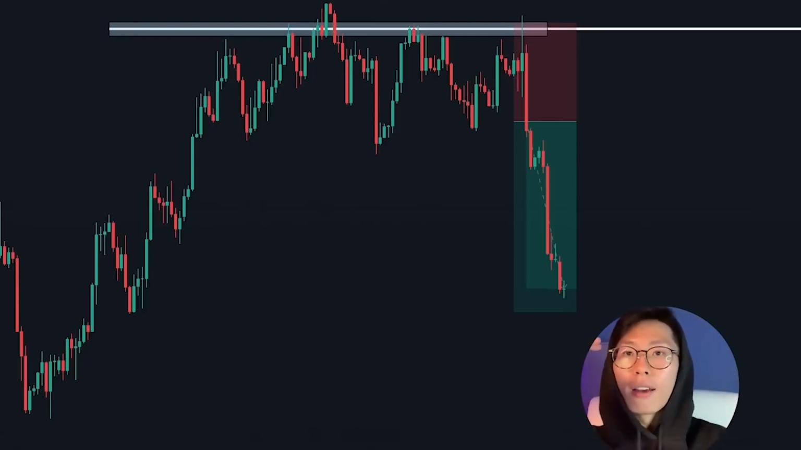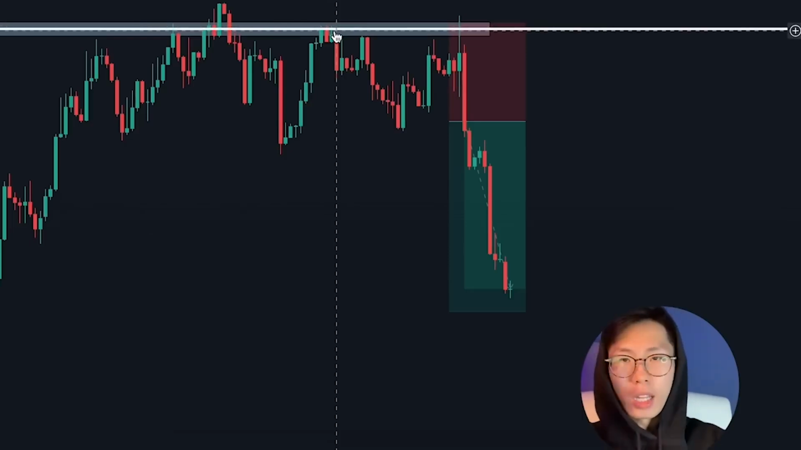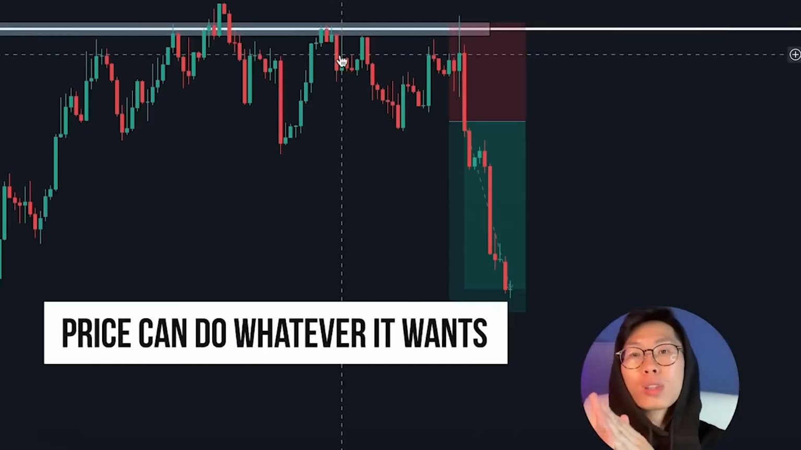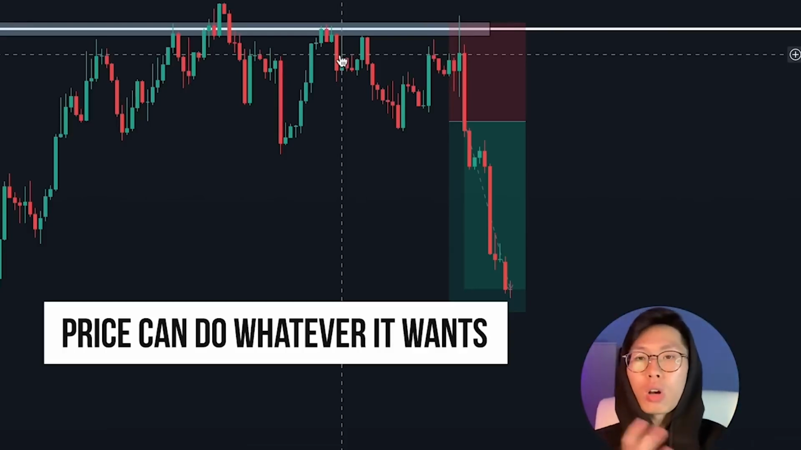Do not just enter a sell position immediately because price is at a resistance level. Remember, price can do whatever it wants. Price does not care about you. So price can break past this level or reverse at this key level even after consolidation.